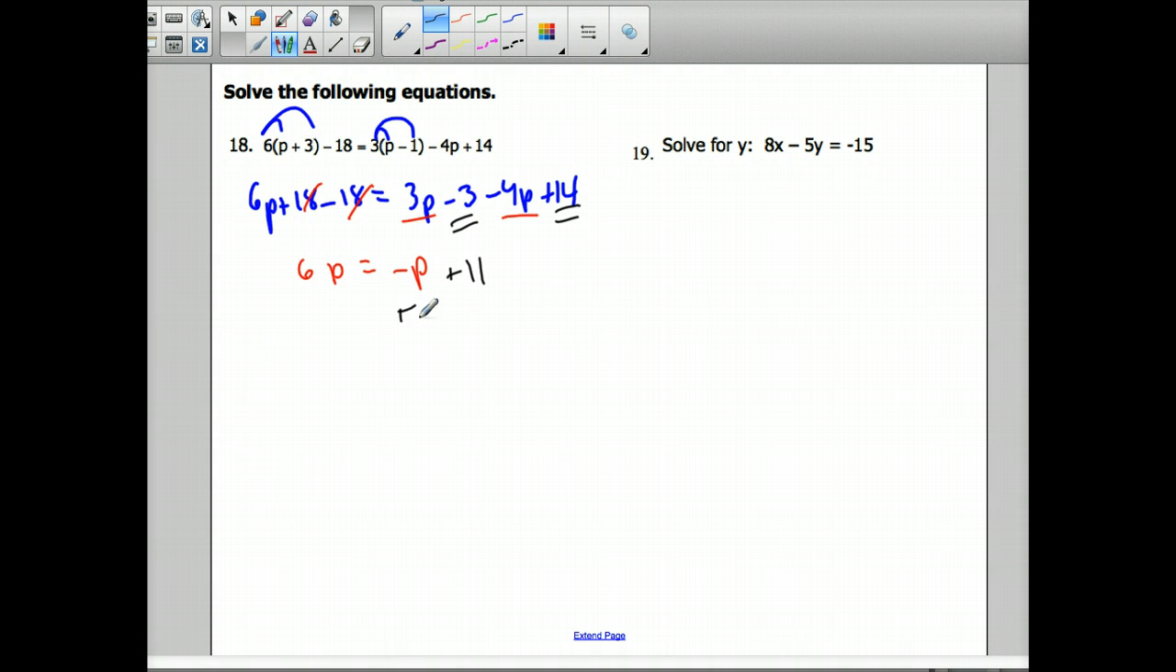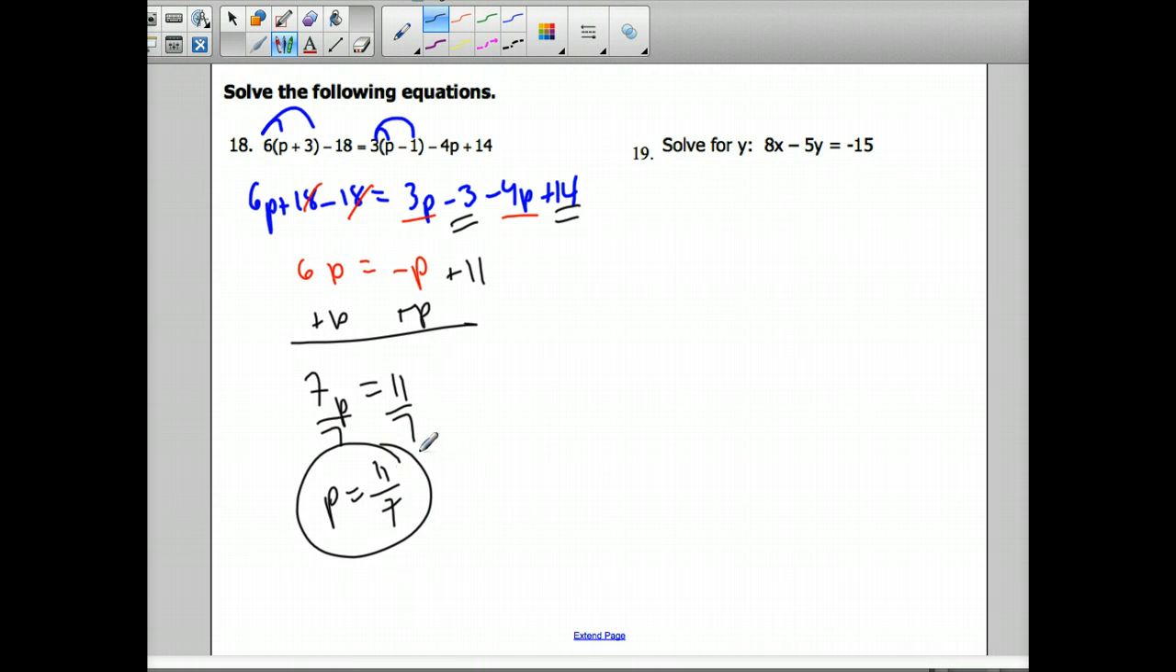Now I'm going to add the p to both sides, and I get 7p equals 11. Divide both sides by 7, it gives me p equals 11 sevenths. There we go.